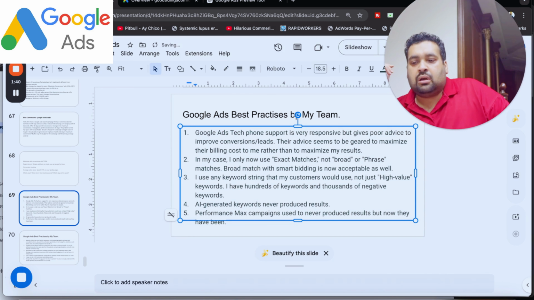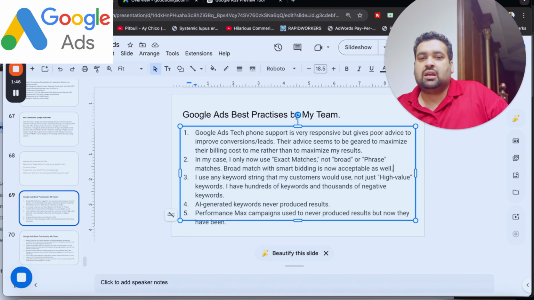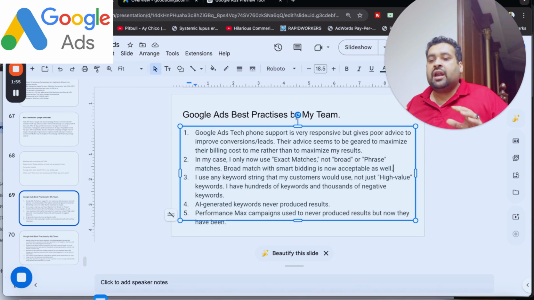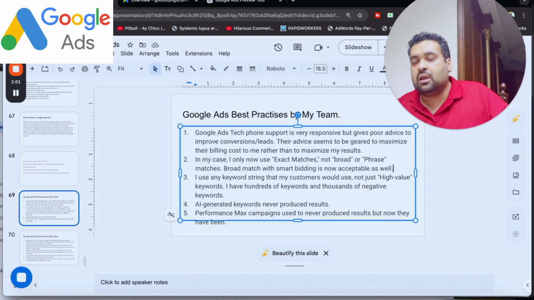Also, I wanted to add on keywords. The most important thing with any keyword is not their search volume, it is the buying intent, the intent with which they are searching a particular query. So it doesn't matter if you have hundreds of keywords or fewer keywords. If you don't know the intent behind the keyword, you will never be able to get success. So this is another thing which we have learned over time.